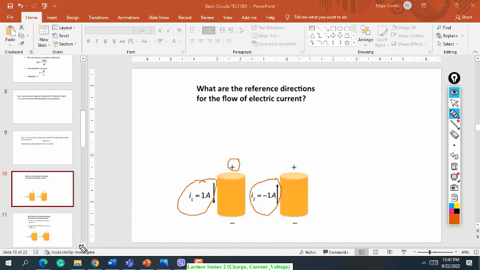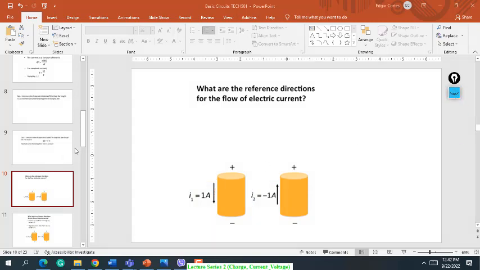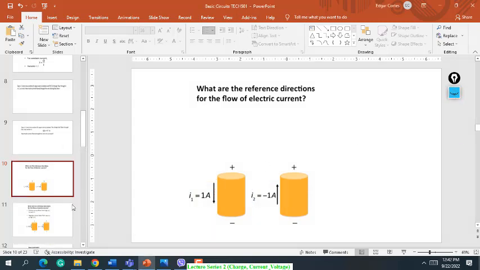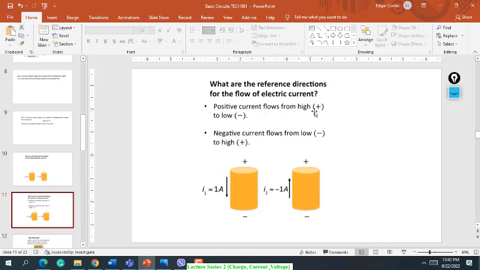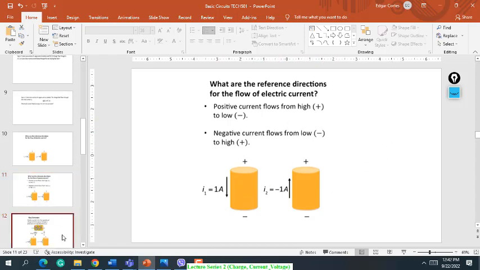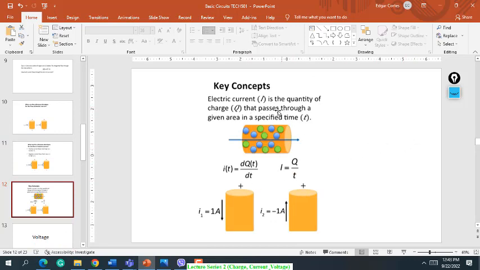But sometimes it is important to understand the direction of the current for later, in the advanced topic, when we'll be discussing basic circuit analysis. So that concept is very important. As a summary, positive current flows from positive to negative, and negative current flows from negative to positive. So as I mentioned, electric current I has the unit amperes, or letter A.